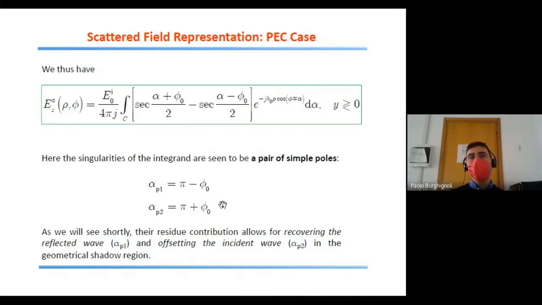Now, as we will see in a moment, those poles are very important because they offer, through their residue contribution, the possibility of recovering on one side the reflected wave in terms of geometrical optics, and that comes from pole number 1, whereas the other pole, number 2, gives us the possibility of offsetting the incident wave, that is canceling the incident wave, in the region where, from a geometrical optics point of view, we would have complete shadow.